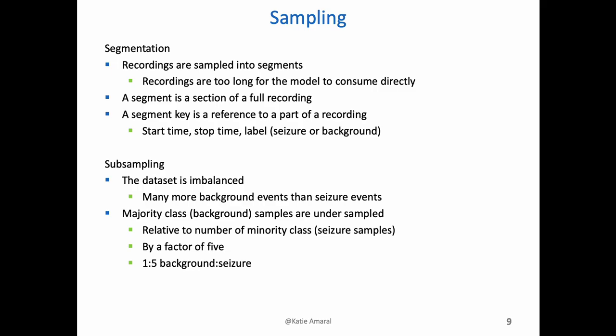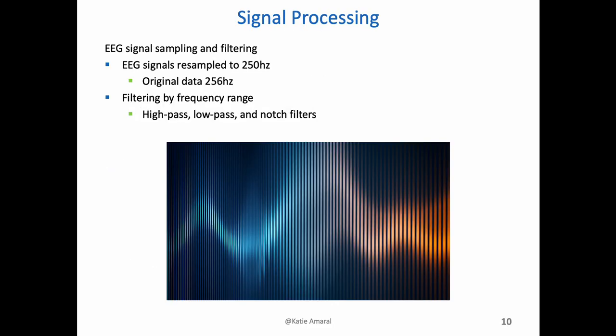There is significant class imbalance in the dataset, since there are many more background events than seizure events. To balance the two classes, the majority class samples are undersampled relative to the number of minority class samples by a factor of 5 based on the study. This happens during the sampling process while extracting segments from the recordings. EEG signals are resampled to 250 Hz and filtered with high-pass, low-pass, and notch filters.